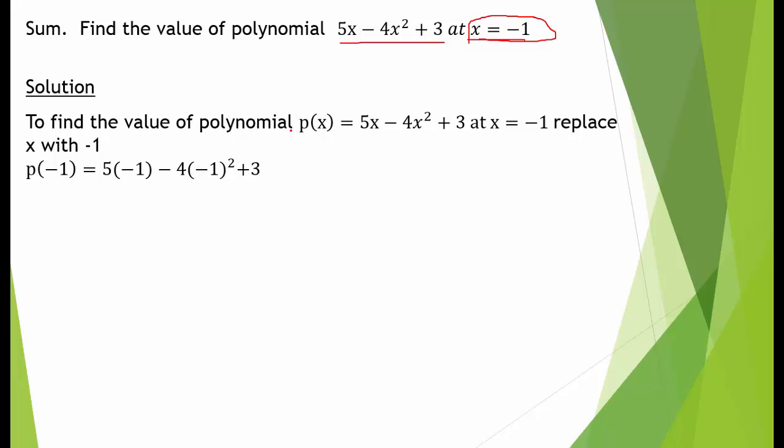If I replace x with minus 1, this will become 5 into minus 1, minus 4 into minus 1 whole square, plus 3. This will become minus 5, and minus 1 whole square is plus 1, and plus 1 into minus 4 is minus 4, plus 3. On solving we will get minus 6. This is the value of that polynomial at x equals minus 1.